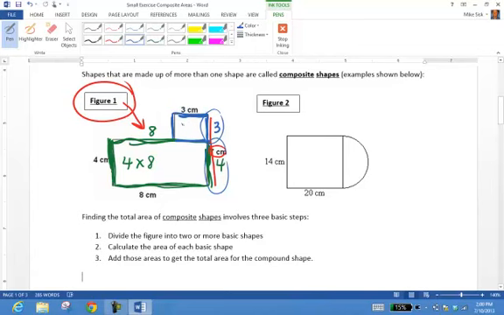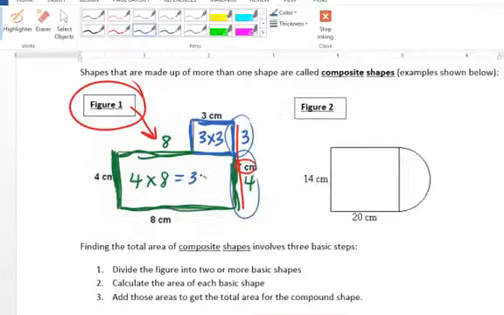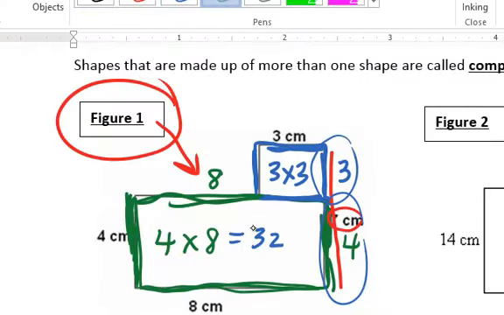So I have a rectangle here, or actually a square, that's 3 by 3. And if I add those together, 4 times 8 is going to give me 32. Let me do this in a different color so it's less confusing. 32. 3 times 3 is going to give me 9. So 32 for this rectangle, sorry, and 9 for the other rectangle.